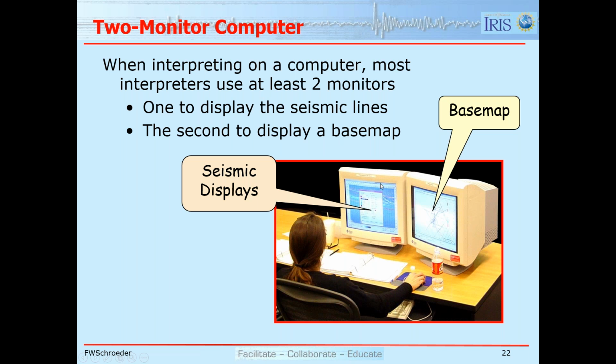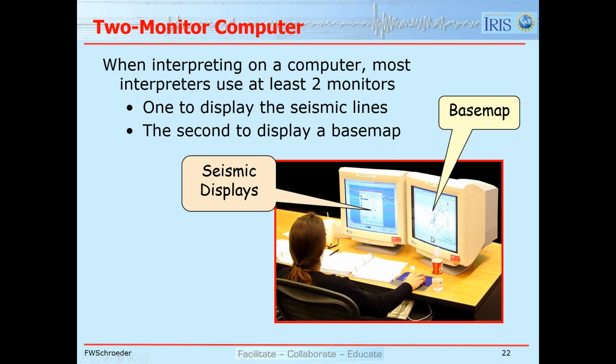Most people working these days do interpretation on computers. This photo's from probably about 1995, plus or minus, and you can see the monitors here are really big beasts, and they generated an awful lot of heat. These days we have flat screens, and they don't take up as much space and don't generate near the amount of heat that these monsters used to. Typically, interpreters use 2 or 3, and sometimes people use 4 monitors on their desk.